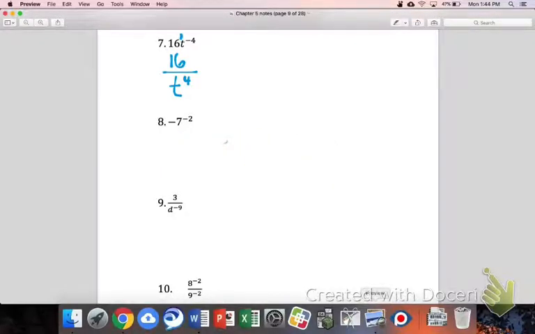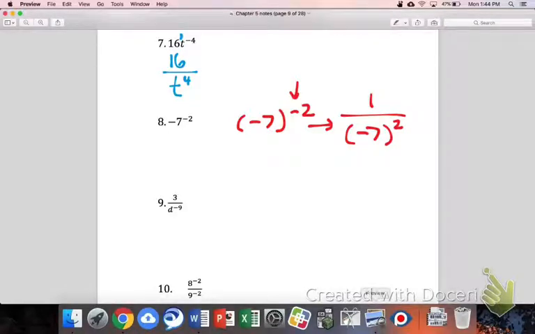So let me contrast this. If we had a slightly different question, and I had this, then this would proceed the way that I think you're thinking of it. This negative exponent means to flip down. So it would be 1 over parentheses negative 7 squared. And negative 7 in the parentheses squared really means negative 7 times negative 7, which is positive. So that would be positive 1/49.